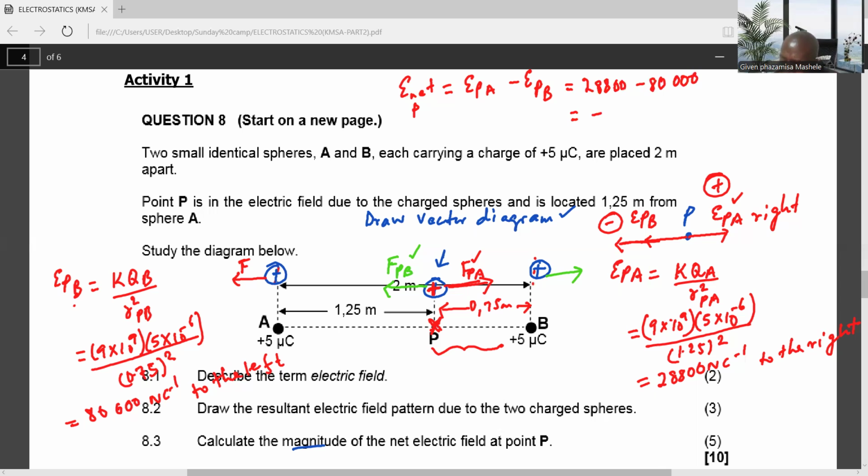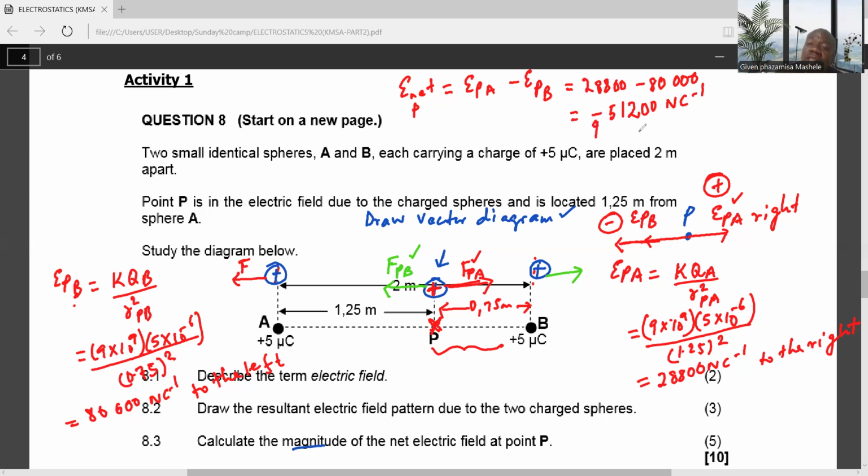Minus 1. Okay, I want to confirm something. Multiplied by 5 exponential minus 6 divided by 0.75 squared. So this is 80,000. So let's get the answer. 28800. So this will give us a magnitude of 51200 Newton per Coulomb. Remember, the minus is for the direction, which means that this will be directed to the left.